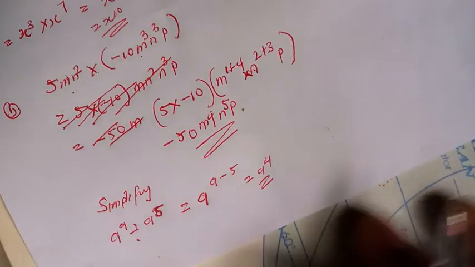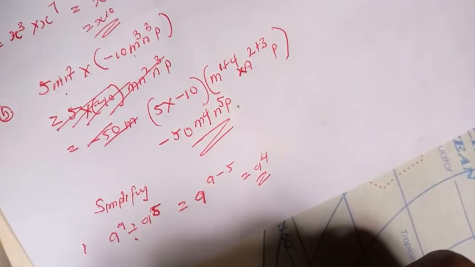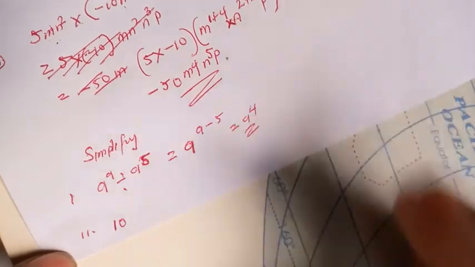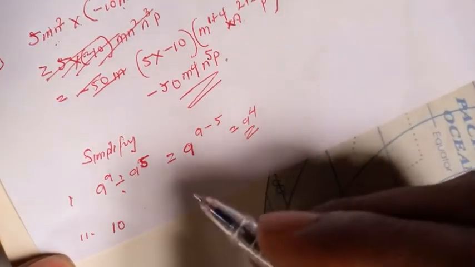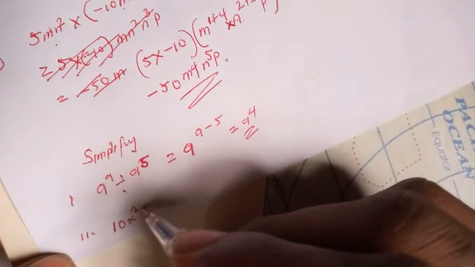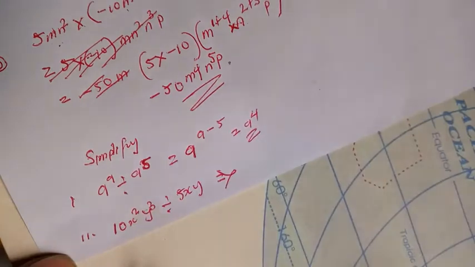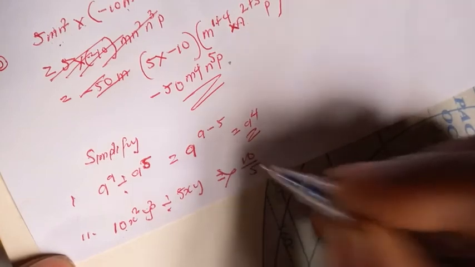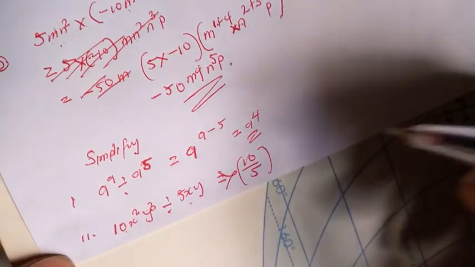So let's assume that we are also asked to simplify 10 x squared y cubed divided by 5xy. Okay, you can see it. I hope you can see it now. What will be our answer? We are going to take 10 divided by 5, write it like this. We put it in brackets to make work very easy for us.